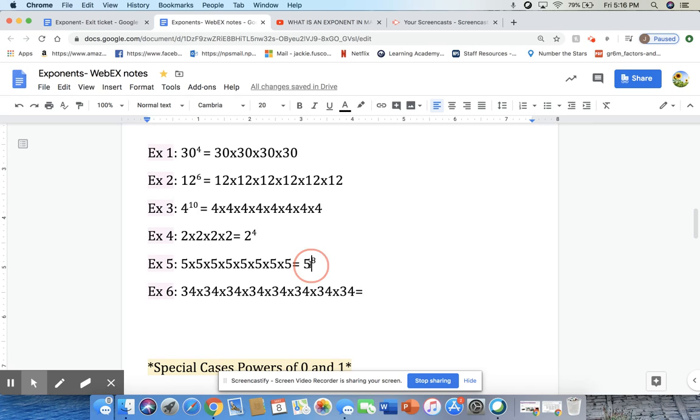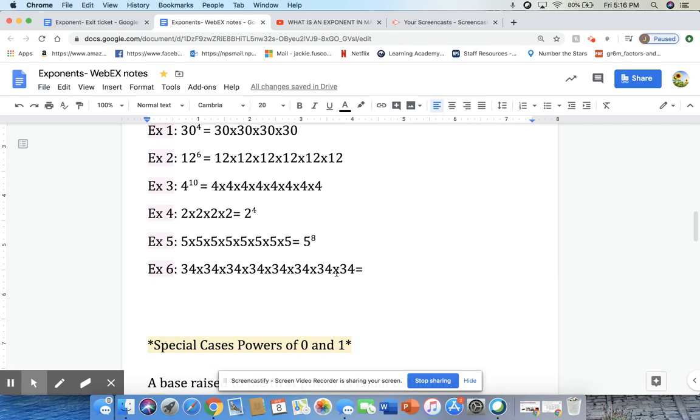Here's an example it's done for you. The number 5 is my base because I am multiplying the number 5. And I'm multiplying the number 5 1, 2, 3, 4, 5, 6, 7, 8 times. So my exponent is an 8.